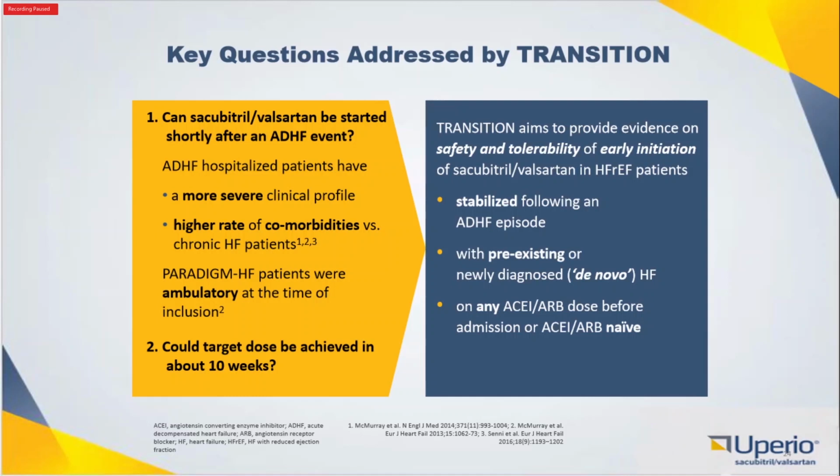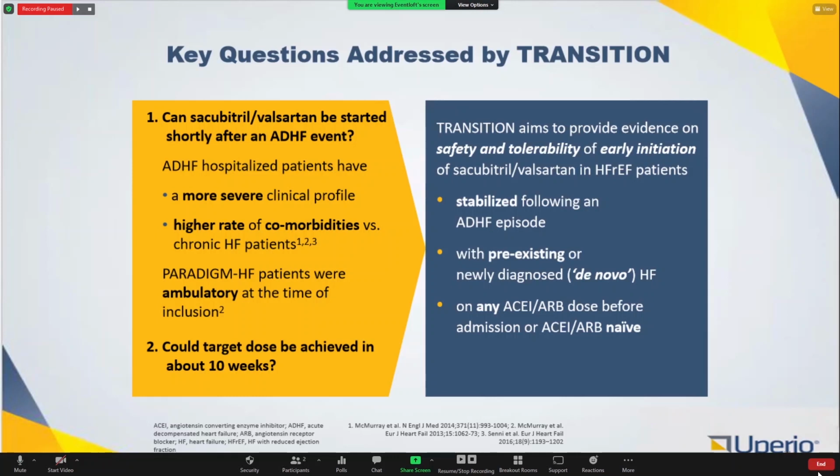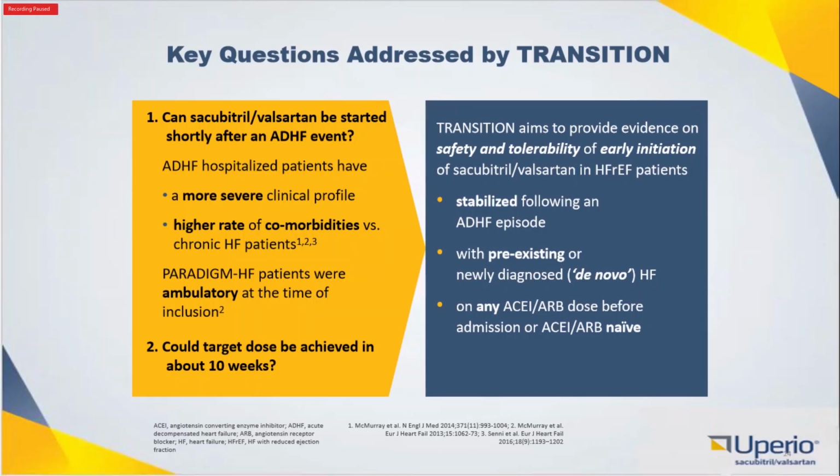So the TRANSITION study aimed to provide evidence on the safety and tolerability of the early initiation of Uperio in HFrEF patients. These patients were stabilized after a major episode. Those that had pre-existing or newly diagnosed heart failure were included, and those that were on any ACE inhibitor or ARB before admission, or ACE/ARB naive. Next slide.